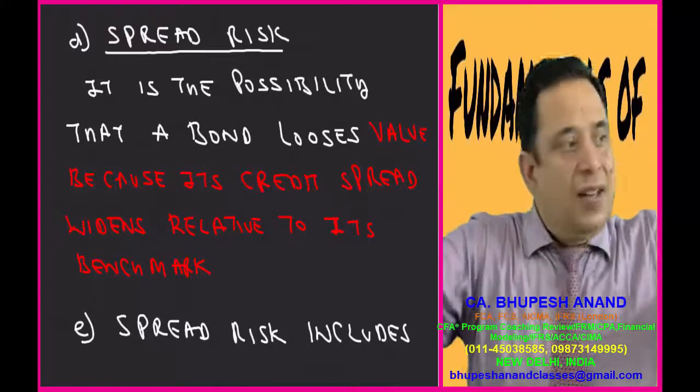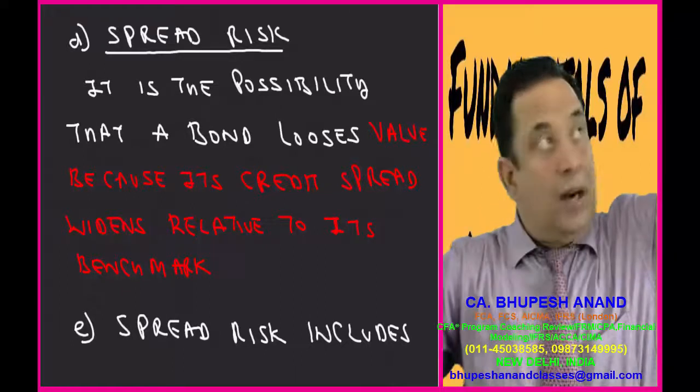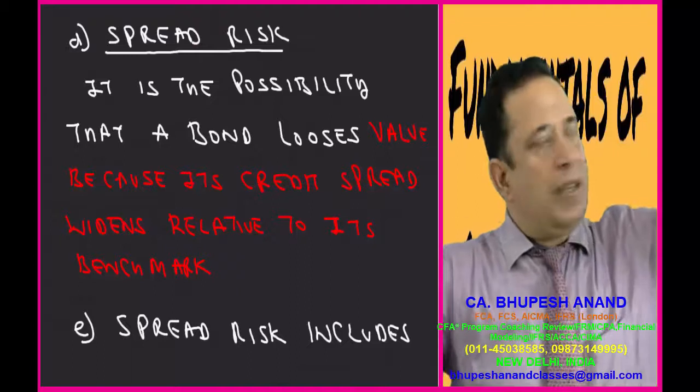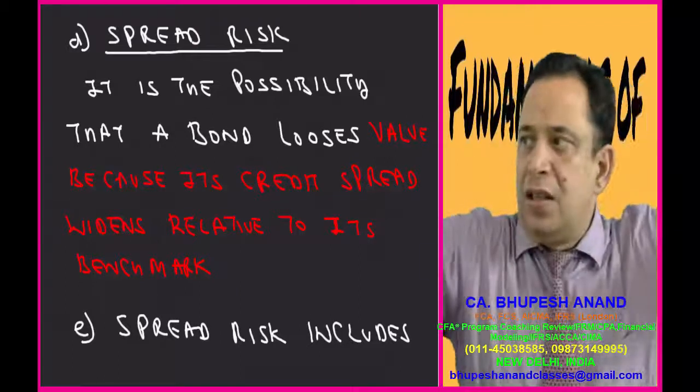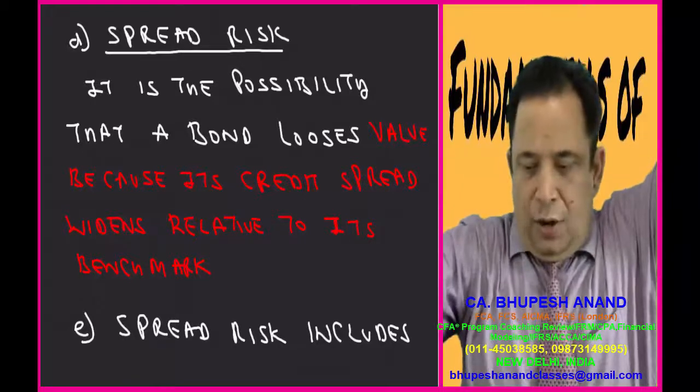Now, why does it widen? Why is this company giving more coupon rate as compared to the benchmark? It can be due to different reasons. But the point is, the more the distance, the more will be the YTM and the less will be the bond price. So please write down point D, spread risk.